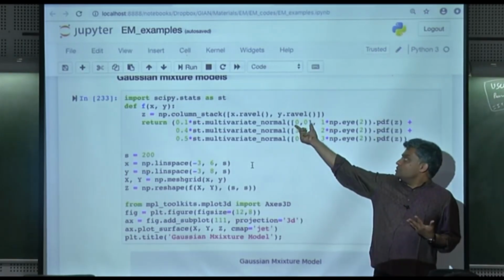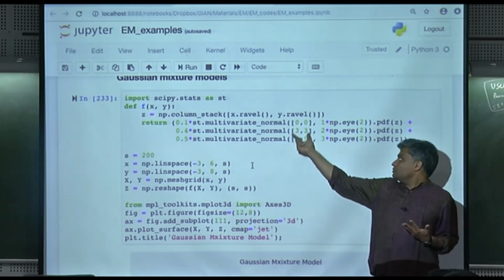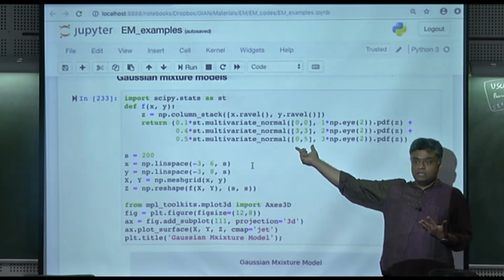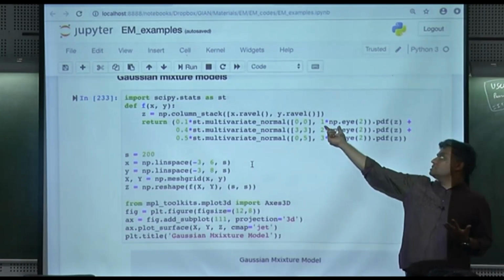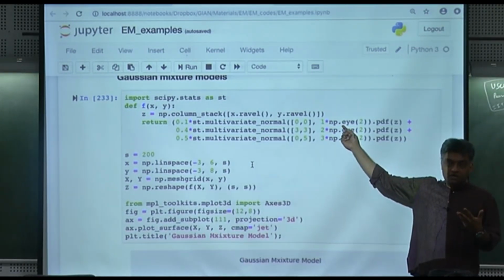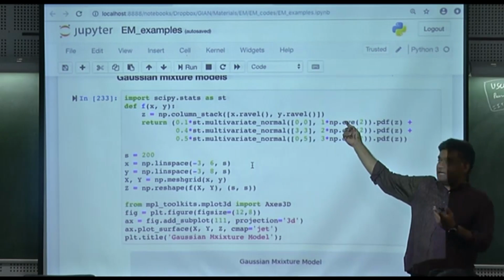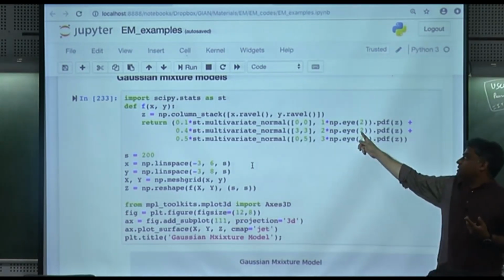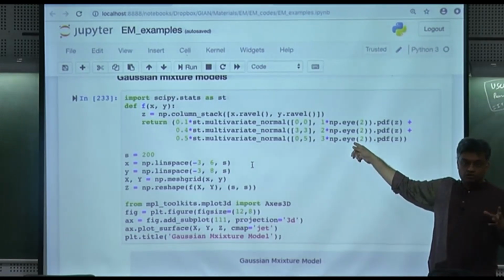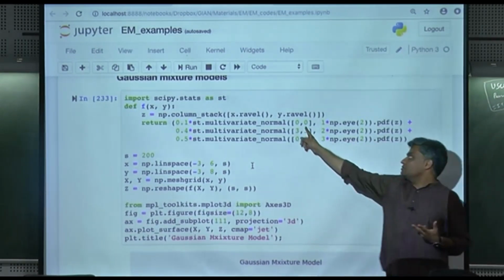The mean is 0, 0 for the first one, 3, 3 for the second one, 0, 5 for the third one. The covariance matrix is basically 1 times the identity. So the 2 components are independent, and on the diagonal there is 1 sitting. The next one has 2 and the next one has 3. In all 3 cases, the 2 axes are independent, they are sitting at 3 different means.